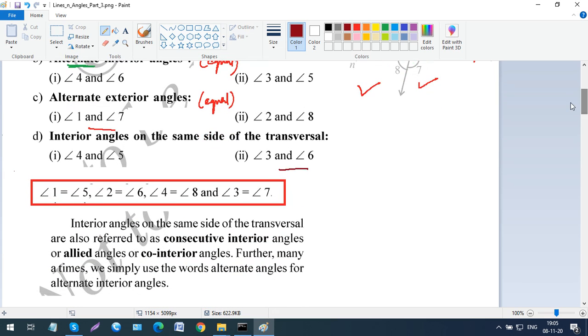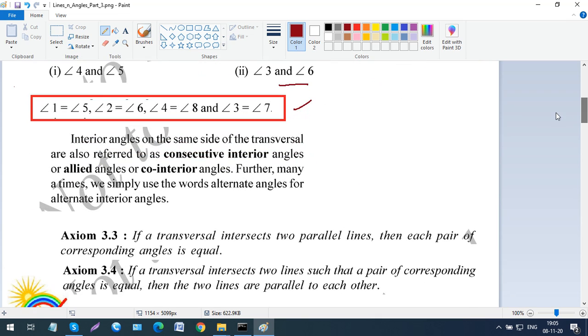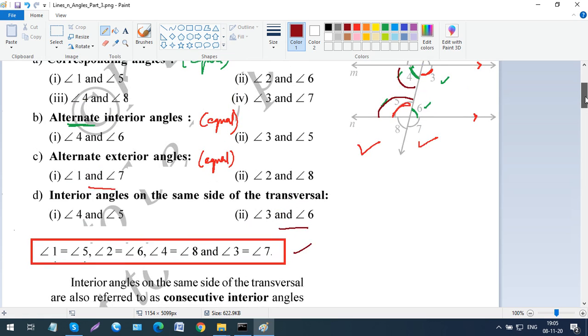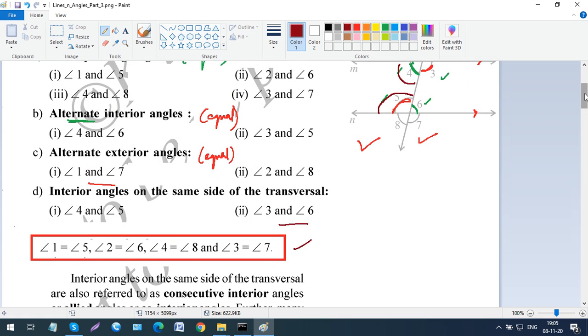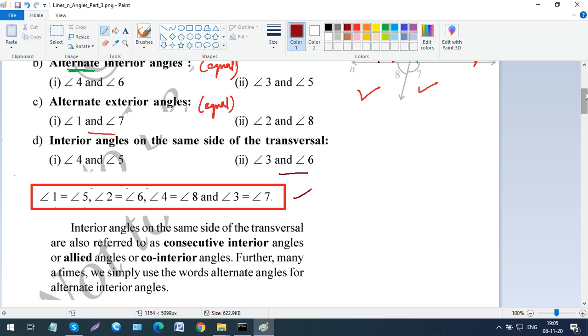Alright, now here you see I've written inside this box, say these are corresponding angles, all these things which are equal to each other. Just now we have learned, that has been summarized. Okay, now interior angles on the same side of the transversal are also referred to as consecutive interior angles. So these angles, the angle 4 and 5 and 3 and 6, what I told, it's also called consecutive interior angles, or allied angles, or co-interior angles. So these are the terms used over here.